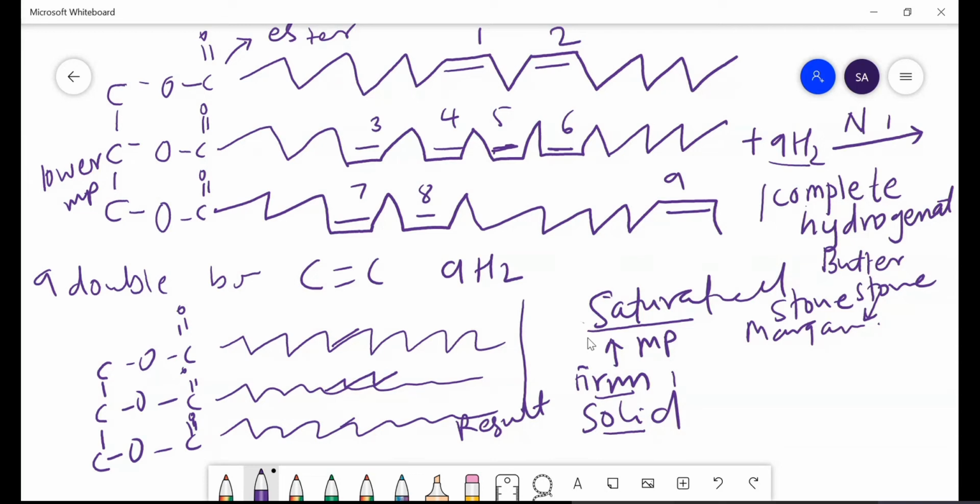So what should the industrialists do? What should we do? Any answer? If we do not want it to have a very high melting point and a very firm texture, if we modify the texture, what will you do?